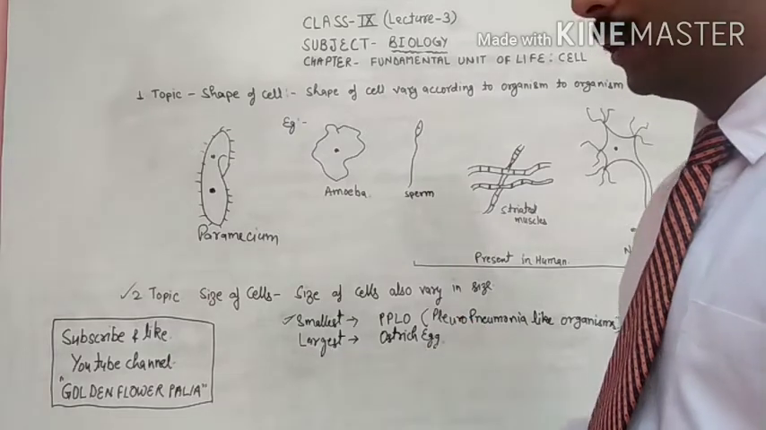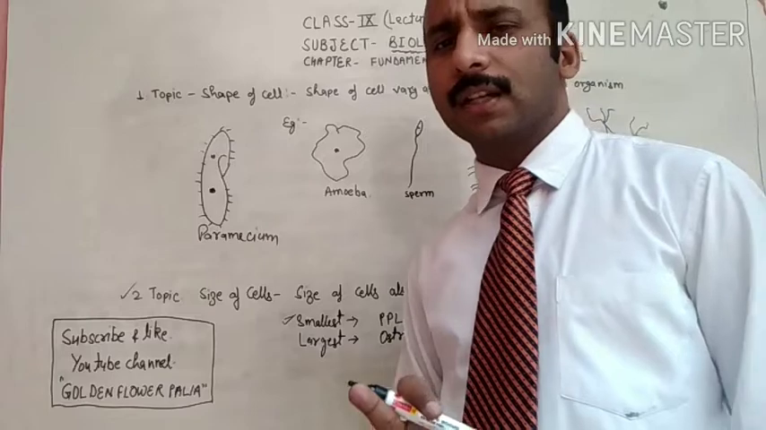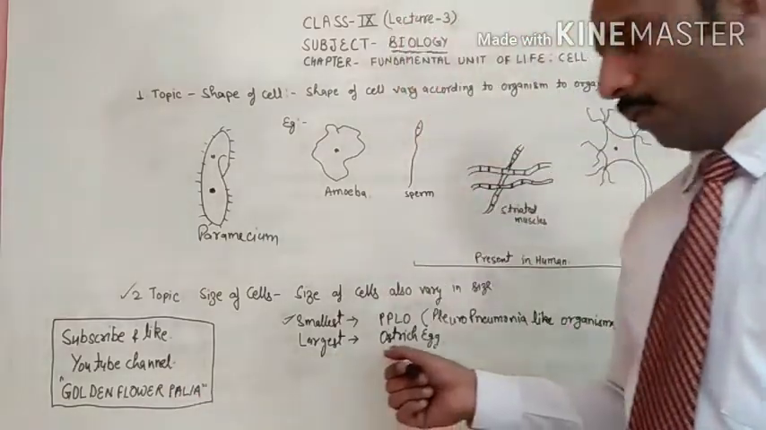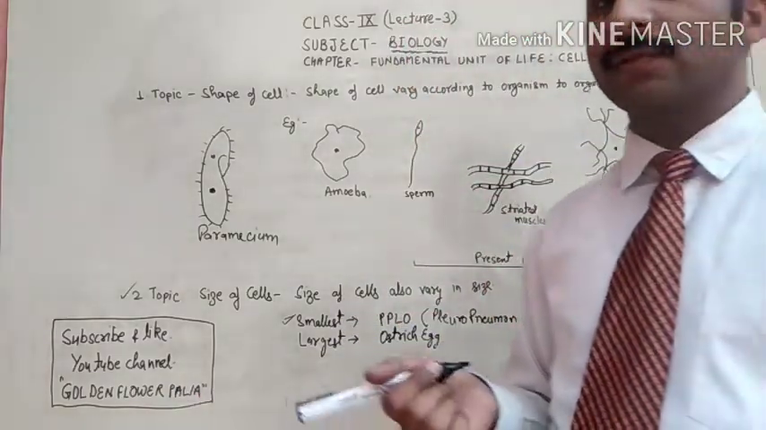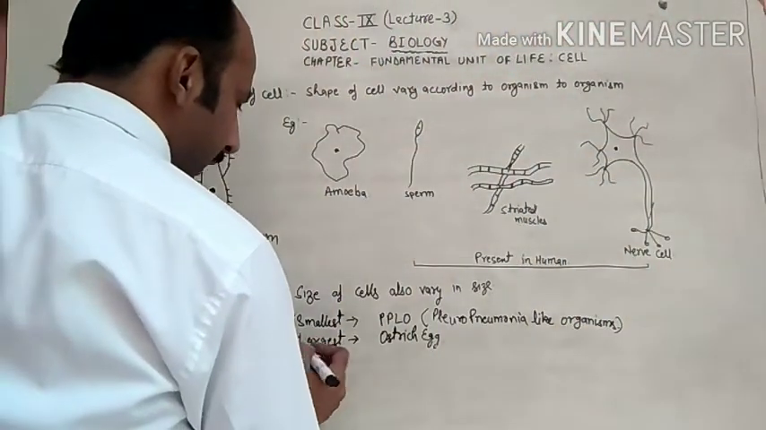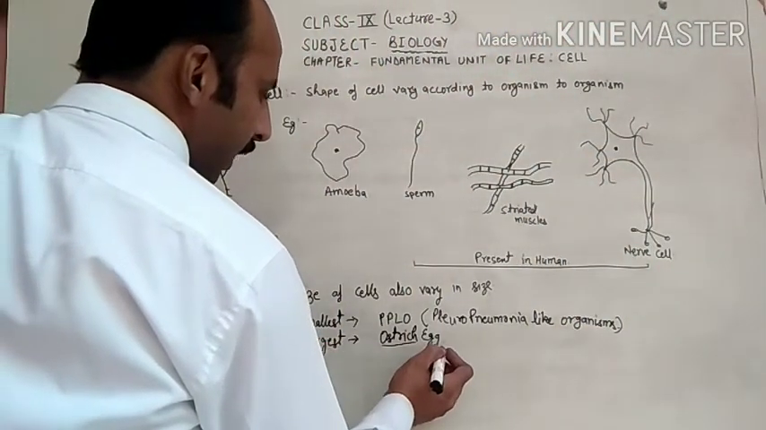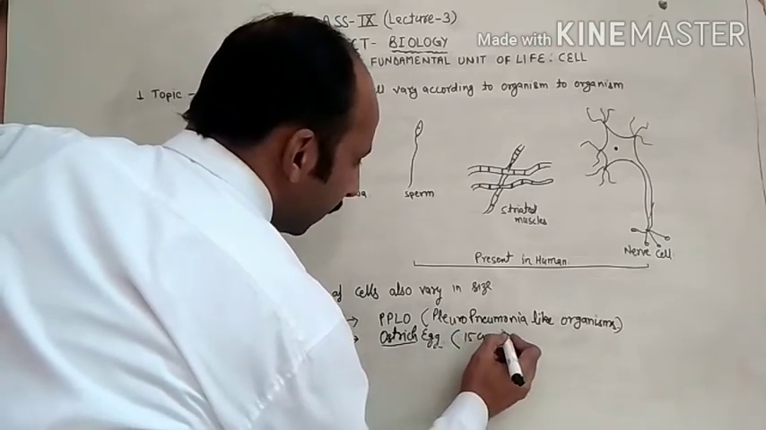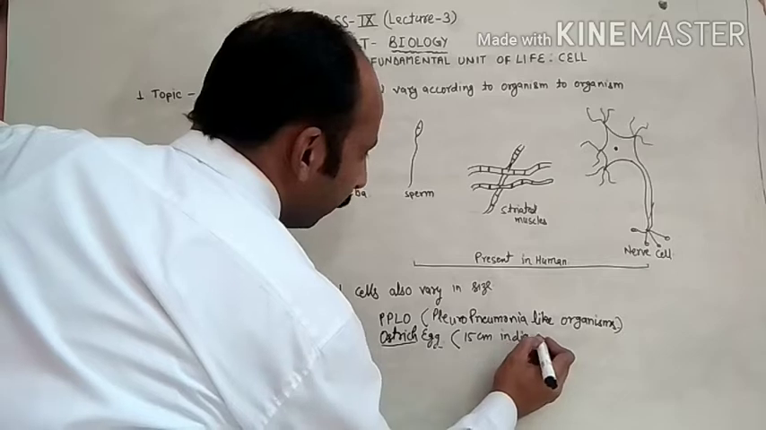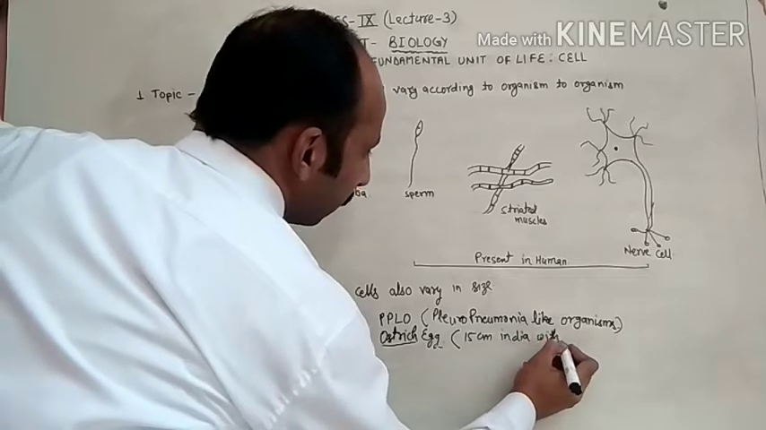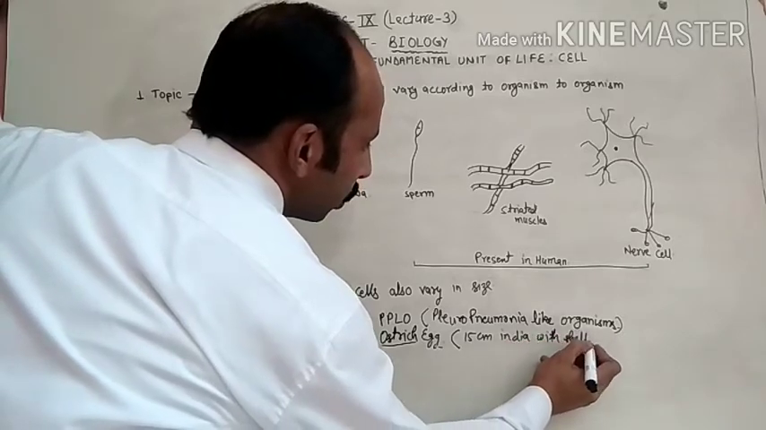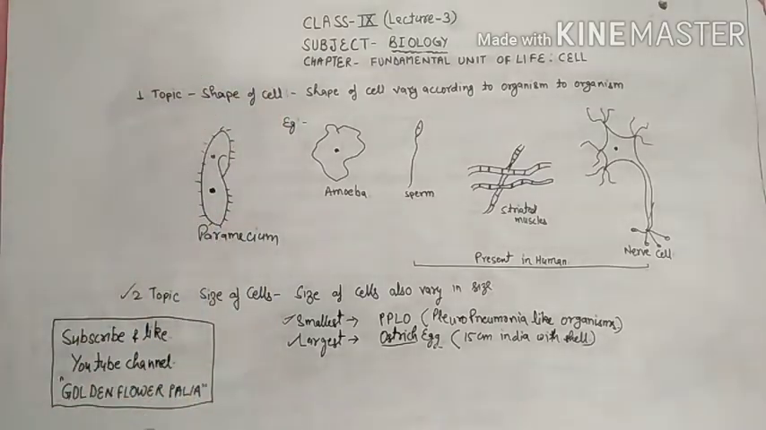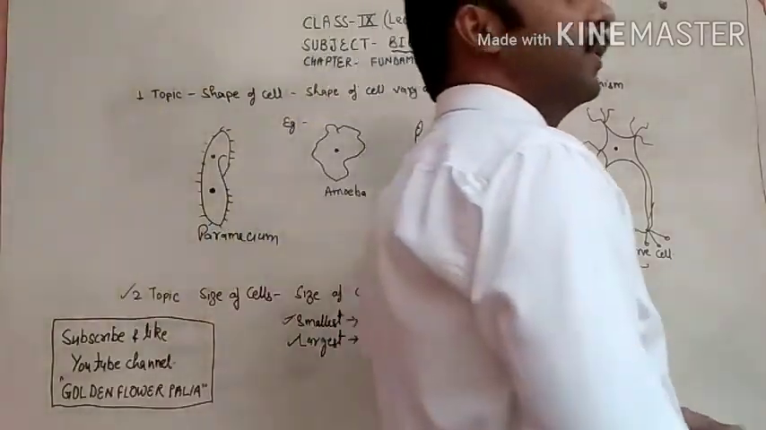The largest cell of the world is the ostrich egg. I hope this line we also discussed in the last video. One more time I am giving you the revision: the largest cell of the world is the ostrich egg. It is near about 15 centimeter in diameter with shell. It is the largest cell of the world.